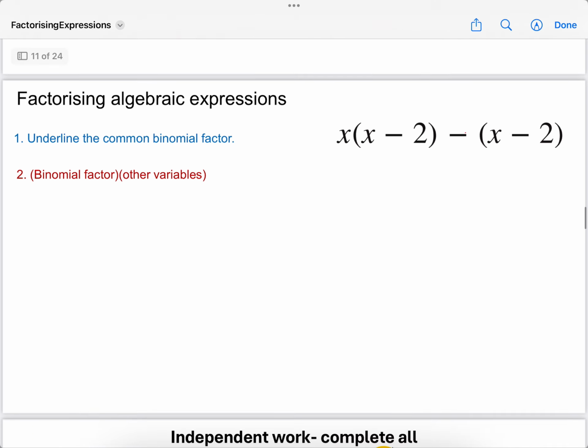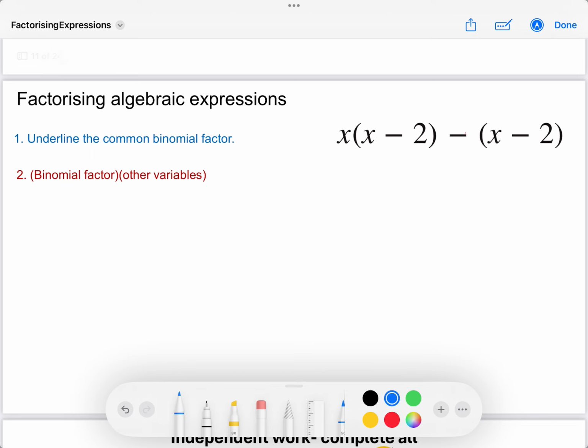Let's have a look at another example. Again, I'm going to underline my binomial factor. Both terms are being multiplied by x minus 2. And now I'm going to write it in factorized form. State my binomial factor, and then the other variables.